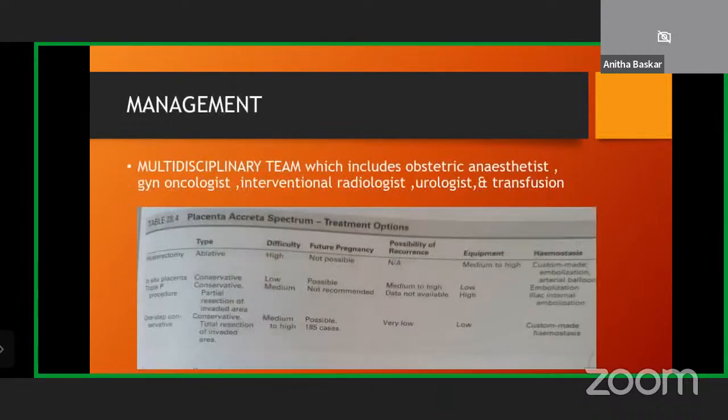How will you manage? It is mainly by the multidisciplinary team, which includes the obstetric anesthetist, oncologist, interventional radiologist, urologist, and transfusion. The transfusion department is very, very important. These are the treatment modalities for placenta accreta syndrome. One is a hysterectomy, an ablative technique, which is very difficult to do, and future pregnancy is not possible. The recent advancements are the triple P procedure and the one-step conservative procedure.